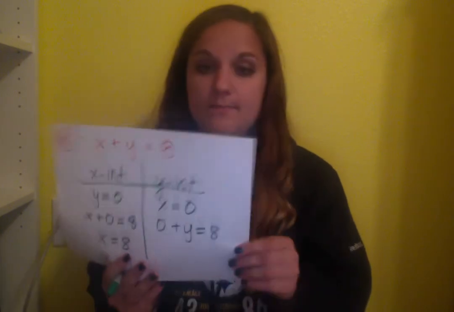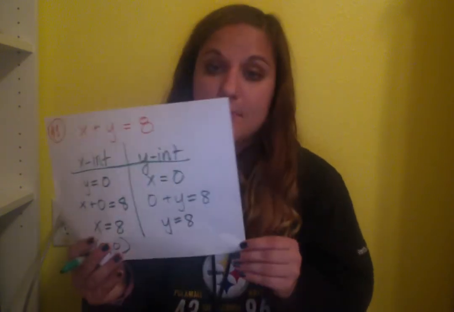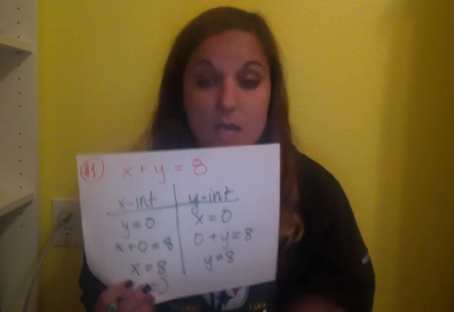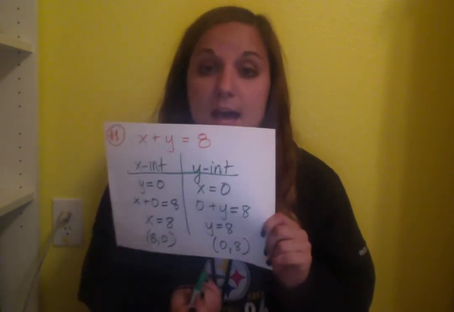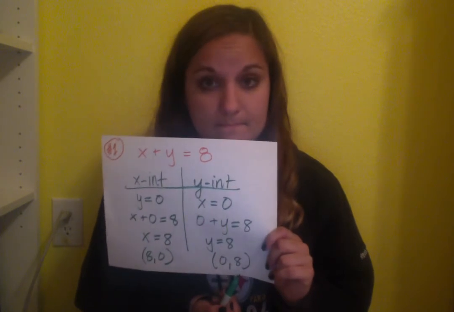Now you can do your y-intercept. Plug in 0 for x. So I'm going to have 0 plus y equals 8. Once again, 0 plus anything is itself, so I have y equals 8. Once again, check the order of your points every single time. It should be (0, 8), because in this case, I didn't move left or right at all. My x is 0, but I moved up 8.